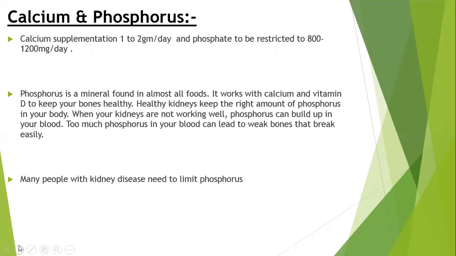When your kidneys are not working well, phosphorus can build up in your blood. Too much phosphorus in your blood can lead to weak bones that break easily. So many people with kidney disease need to limit phosphorus intake. In dietary management, in many patients, we always try to decrease the dietary phosphorus level, because phosphorus is a mineral found in a lot of foods.